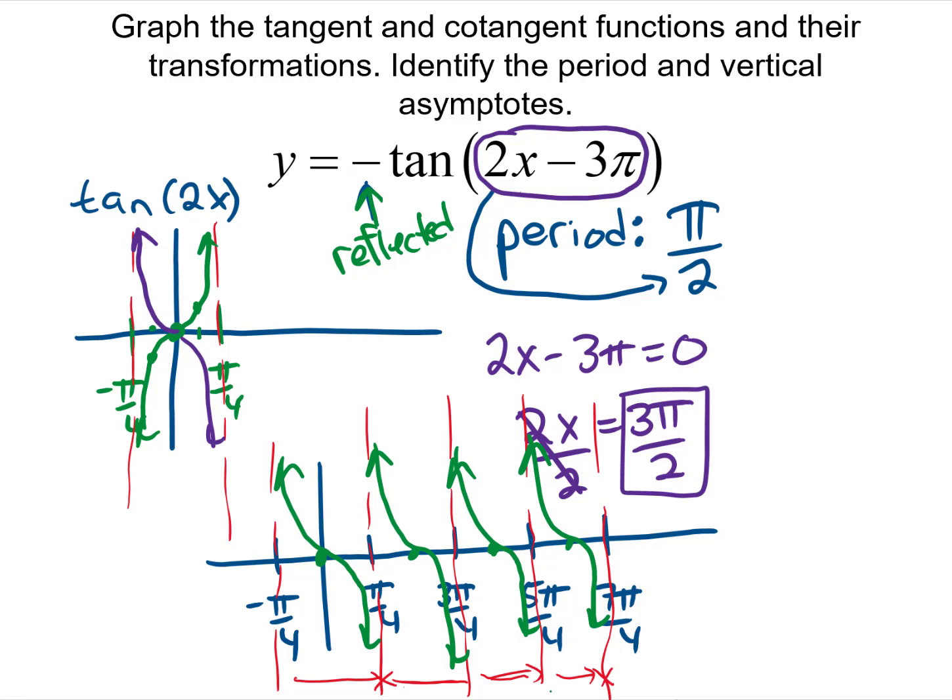So you're not going to really see the phase shift here. Even though I moved everything to the right by 3 pi halves, it landed on something that was already in that same spot. So it looks just like without the phase shift, essentially. So this is the graph of negative tangent of the quantity 2x minus 3 pi.